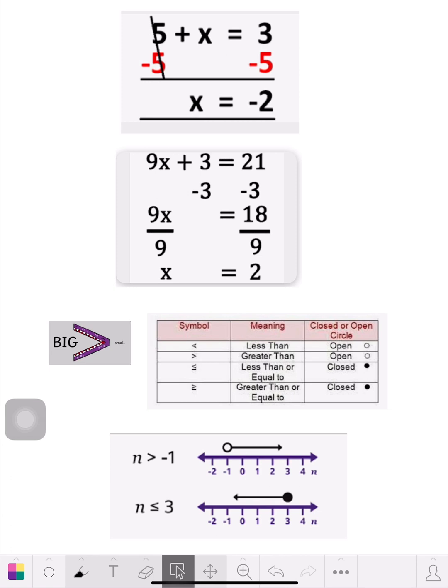I wanted to cover a couple things, go over some things that we did in the past. The first one is solving one-step equations. As you see, the problem is 5 plus x equals 3. Your object is to get the x by itself.